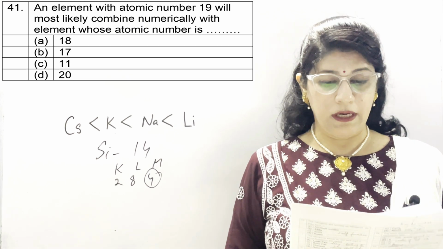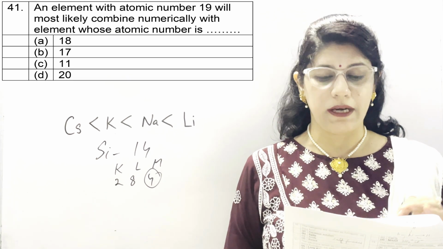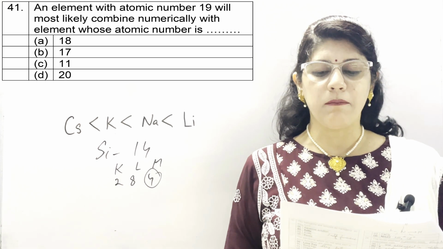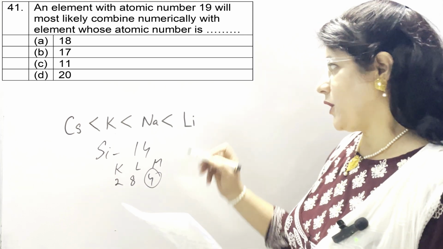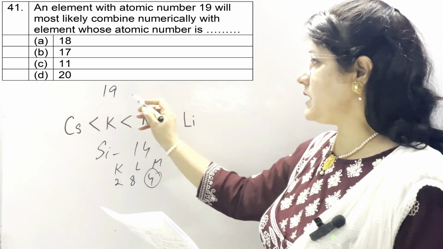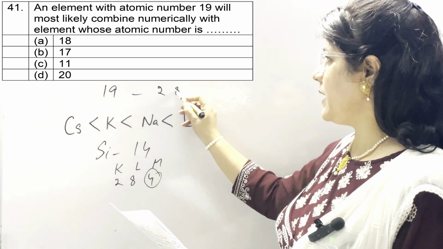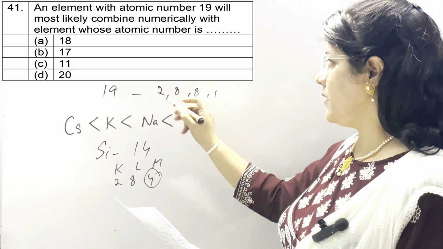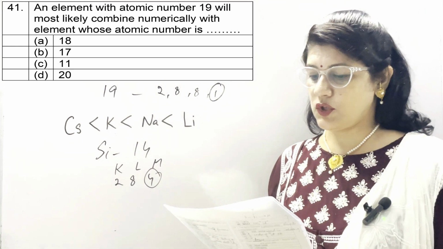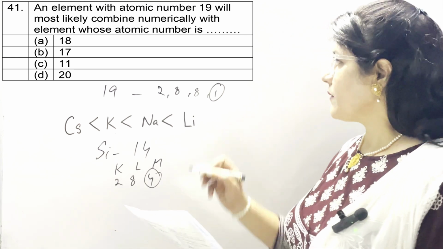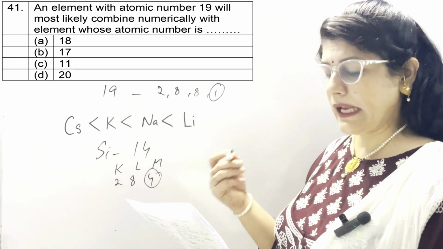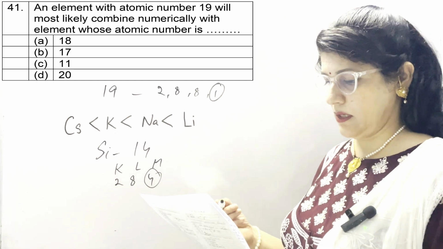Question number 41, an element with atomic number 19 will most likely combine numerically with an element whose atomic number is. Atomic number 19 means 2, 8, 8 and 1, one electron in the outermost shell. So it will combine numerically with atomic number, and the options given are 18, 17, 11 and 20.